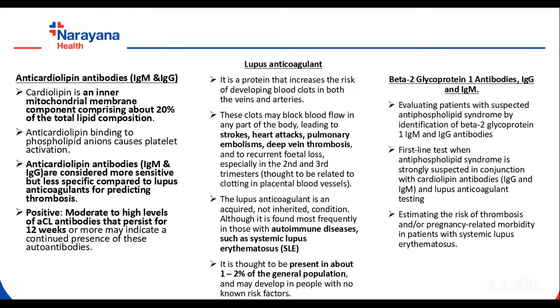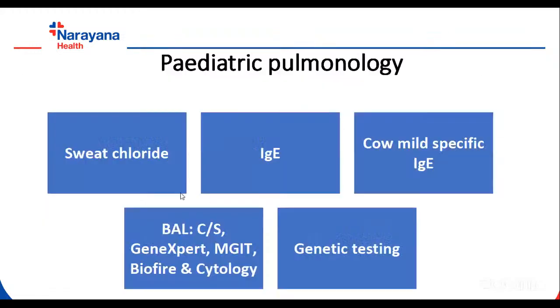These clots may block blood flow to any part of the body, leading to strokes, heart attack, pulmonary embolism, and deep vein thrombosis. Although lupus anticoagulant is an acquired, not inherited condition, it is most frequently seen in autoimmune diseases such as systemic lupus erythematosus. It is thought to be present in 1 to 2% of the general population and may develop in people with no known risk.